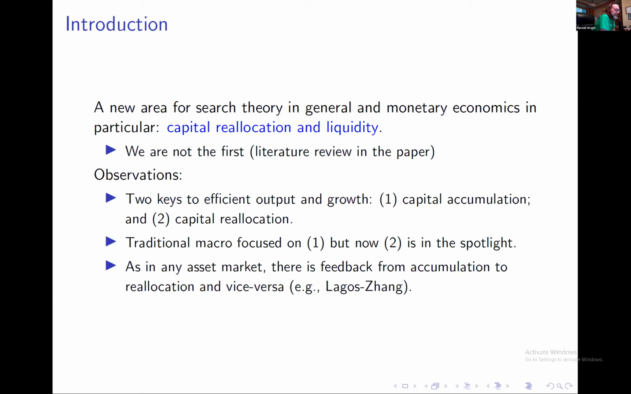I don't have too much motivation on the slides here, but capital reallocation is big. About a third of total purchases of capital comes from the secondary capital market. And importantly, if you look at the last bullet point, this has been a point made several times in the history of thought here, but Lagos and Zhang is a recent example. There's feedback in any asset market from primary to secondary markets and vice versa. The ease at which you could sell stuff in the secondary market influences your demand and supply in the primary market and vice versa. And we'll see how this plays out.